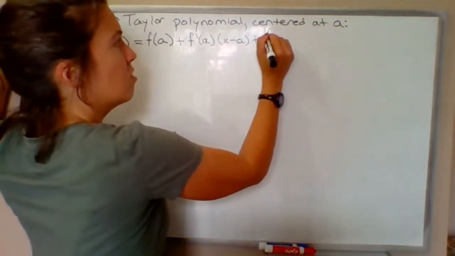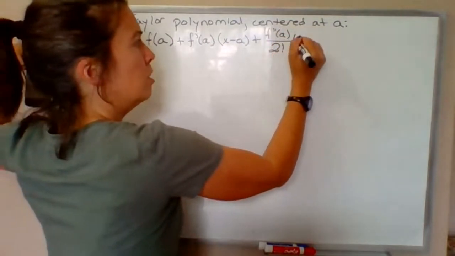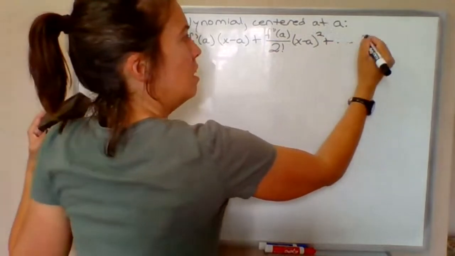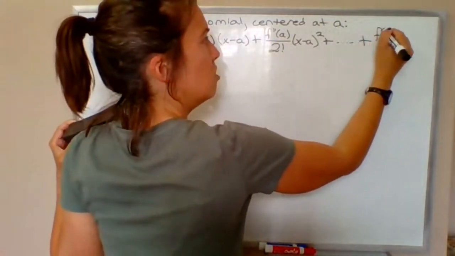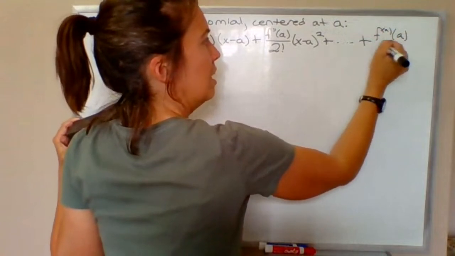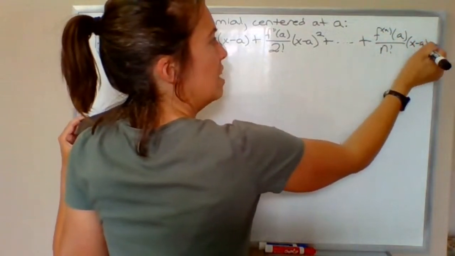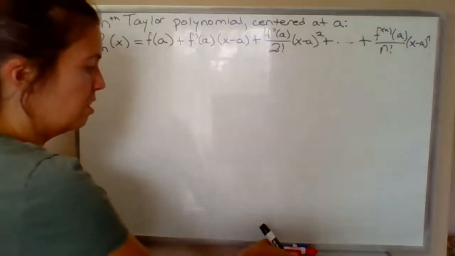Okay. Second derivative evaluated at the center over 2 factorial x minus a to the second. Okay, and you keep going following that general format until you make it to the nth derivative. Okay, again, evaluated at the center over n factorial x minus a to the n. Okay, so now let's put some particulars on here.